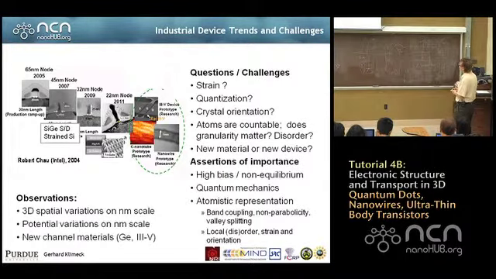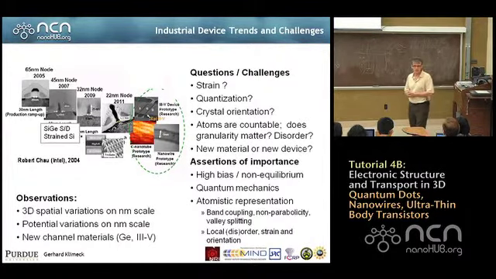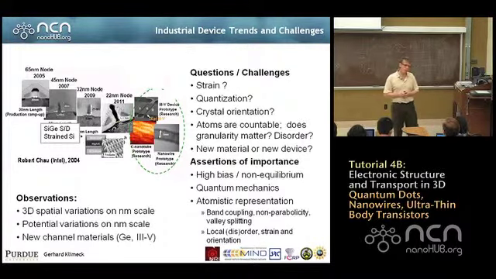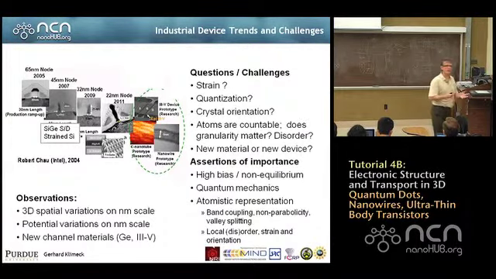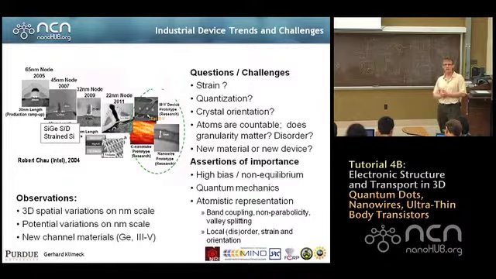And what I like to assert here is that it's important to deal with this at high bias in non-equilibrium. You got to do this in quantum mechanics, and you have to do this in an atomistic representation where you have band-to-band coupling, you have non-parabolicity, you have valley splitting, you have local disorder, you have strain and orientation. Okay? And those things are all important, and your model needs to comprehend that a priori. Meaning, you don't stick the effect in afterwards, but you have a model that intrinsically understands these concepts.